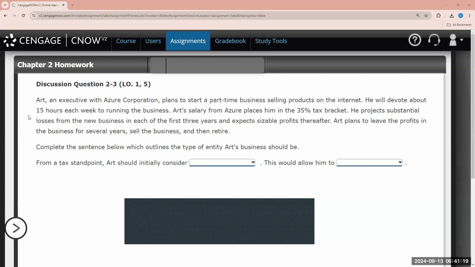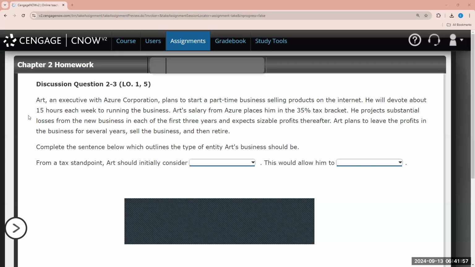Art, an executive with Azure Corporation, plans to start a part-time business selling products on the internet. He will devote about 15 hours each week to running the business. Art's salary from Azure places him in the 35% tax bracket. He projects substantial losses from the new business in each of the first 3 years and expects sizable profits thereafter. Art plans to leave the profits in the business for several years, sell the business, and then retire. So it's asking us to complete the sentence, which outlines the type of entity that Art's business should be.